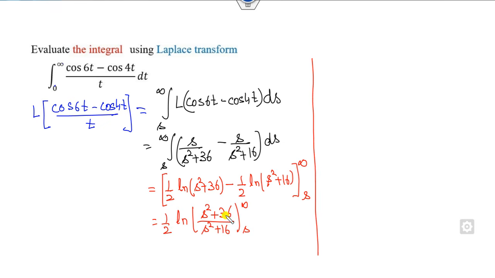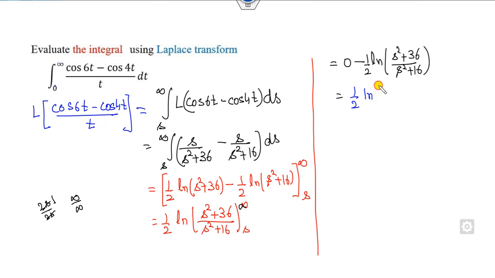Now if I substitute infinity, it's an infinity over infinity form. I can apply the L'Hopital rule. It's 2s over 2s, that is 1. So ln of 1 is my 0, minus half ln of (s square plus 36) over (s square plus 16). Adjusting the minus, it is half ln of (s square plus 16) over (s square plus 36). Now its Laplace is over.